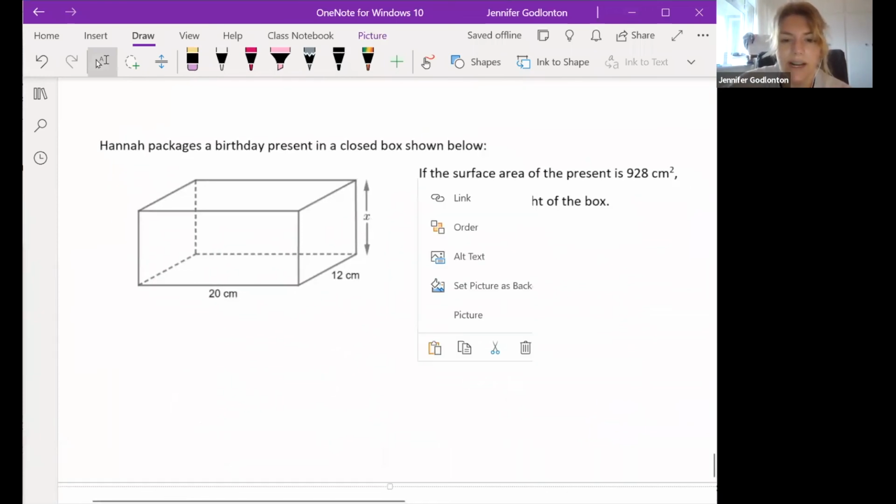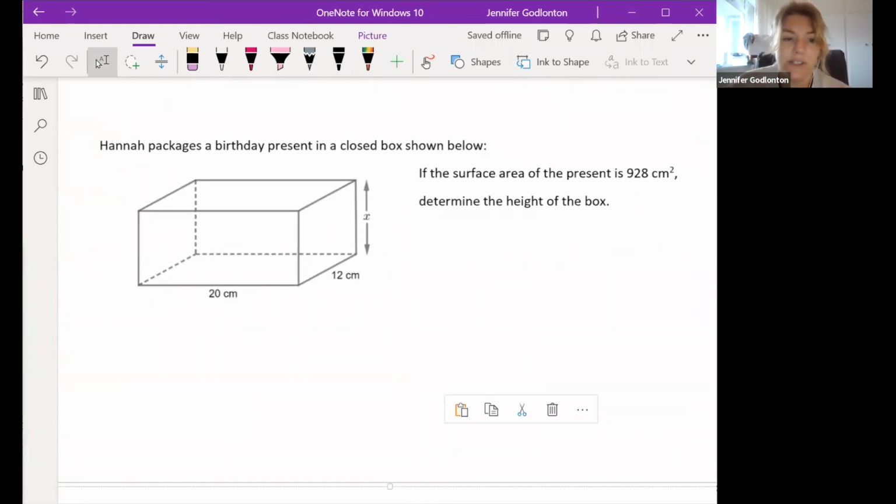Okay, very lucky. So this one is very similar to the one that we've just done, so this will be really good practice. Very much the same idea. So Hannah packages a birthday present in a closed box. They've specifically said it's a closed box so that you know that the lid is closed, so it's all of the sides of my rectangle, okay? The surface area is 928 centimeters squared.